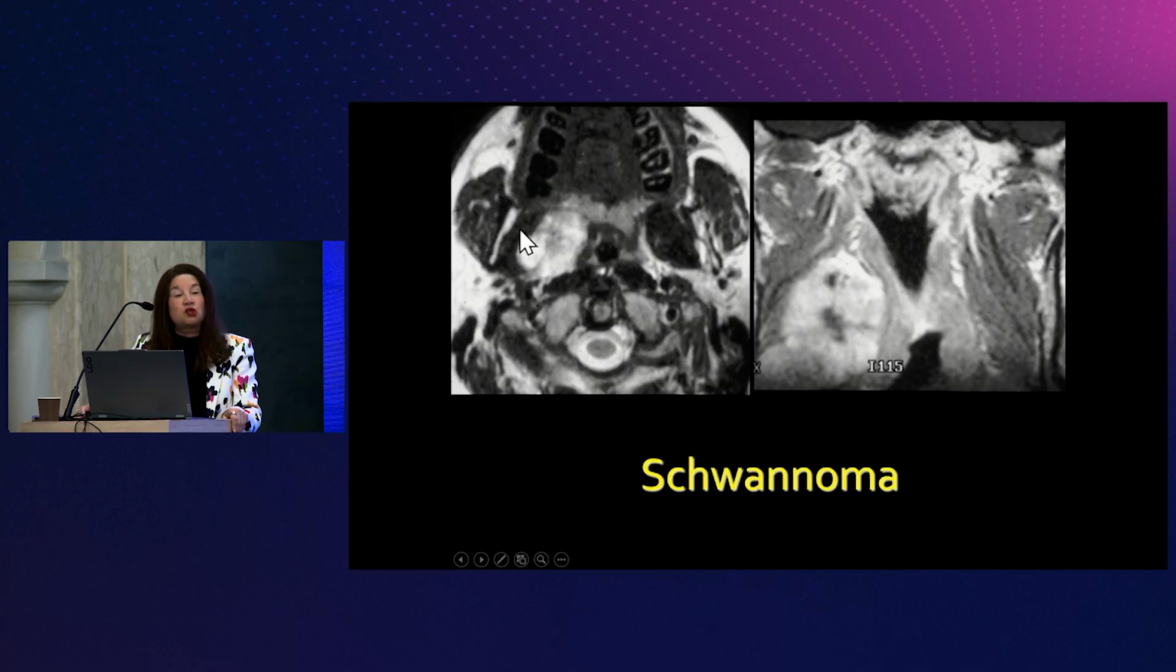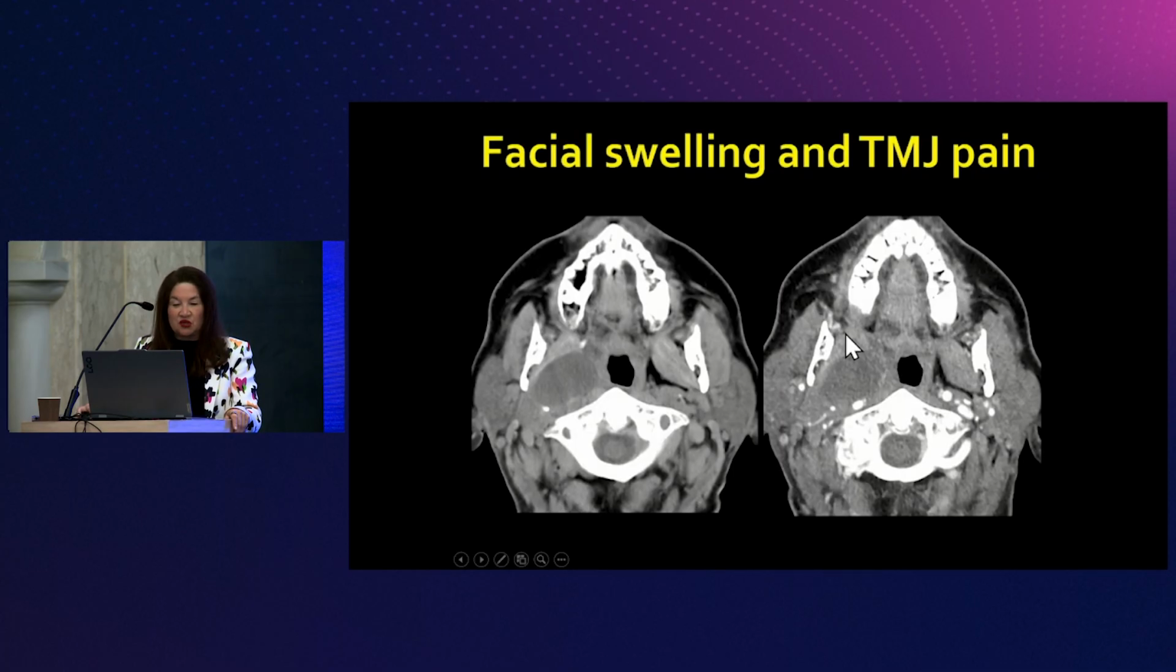This is a typical schwannoma in the prestyloid parapharyngeal space. Again, elevating the lateral pterygoid muscles, displacing it laterally and anteriorly. And here you see the very solid nature of the mass, and they get these central scars in the middle, so areas that enhance to a lesser degree.